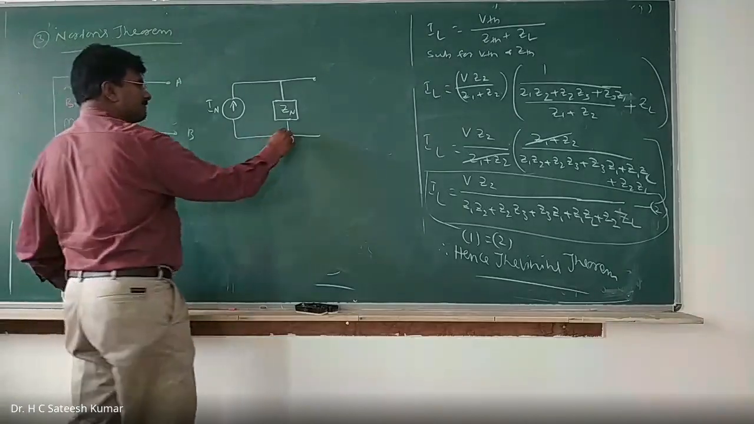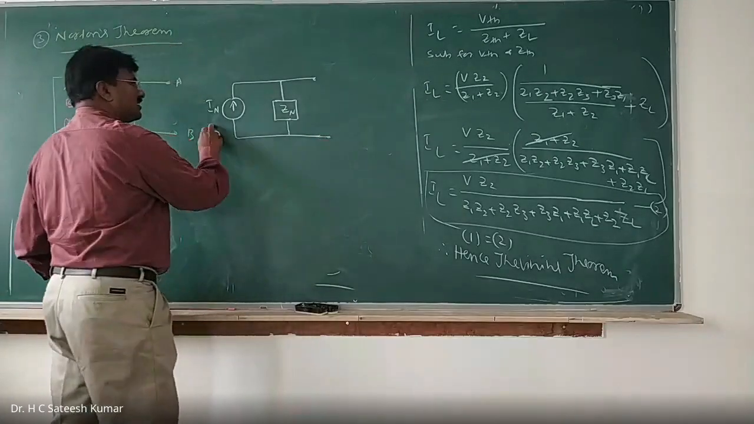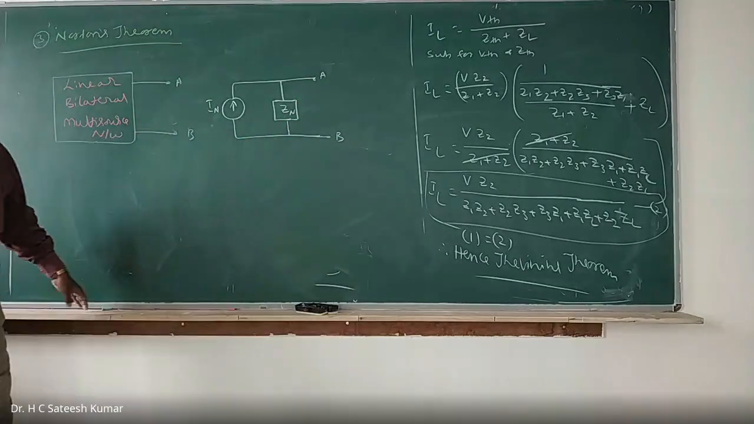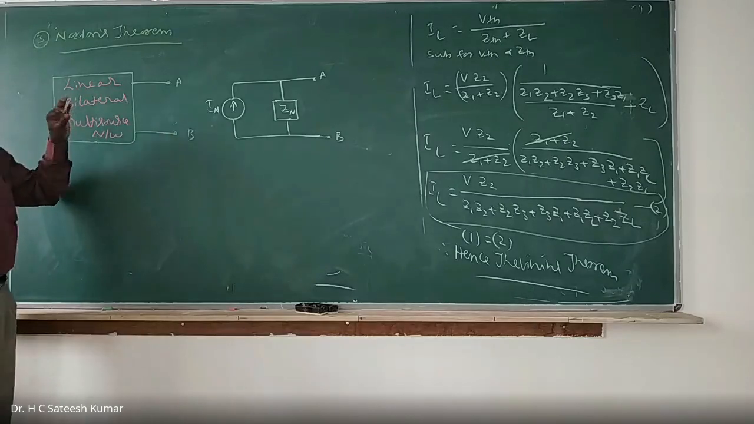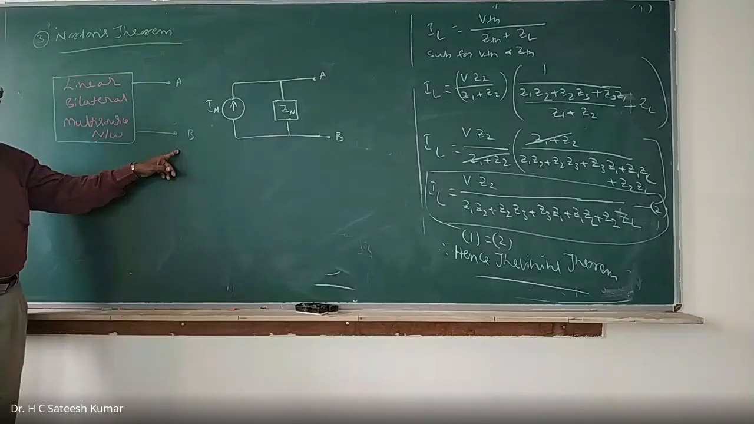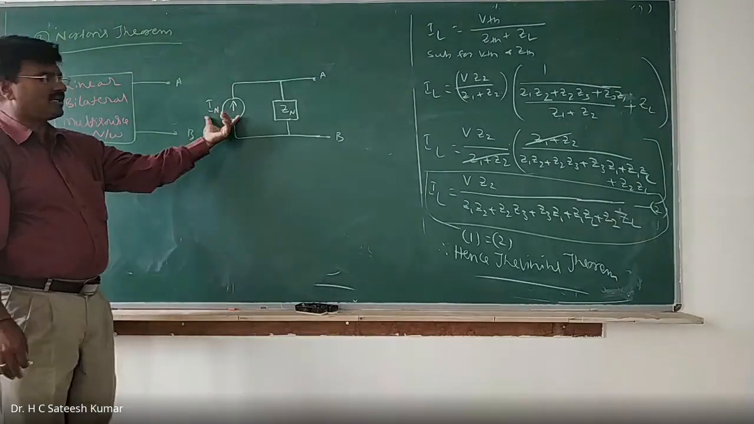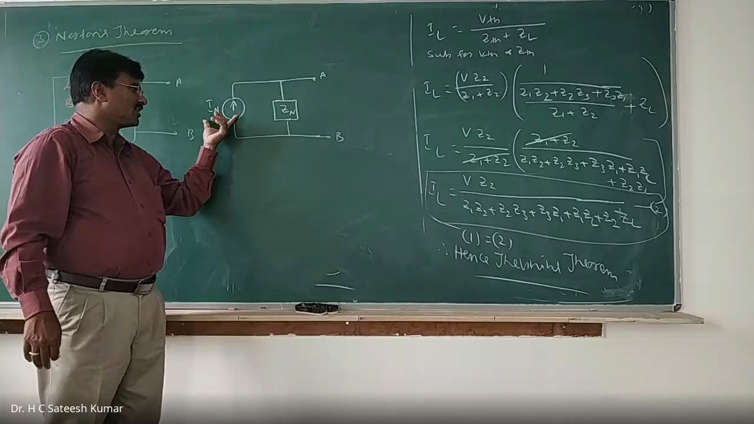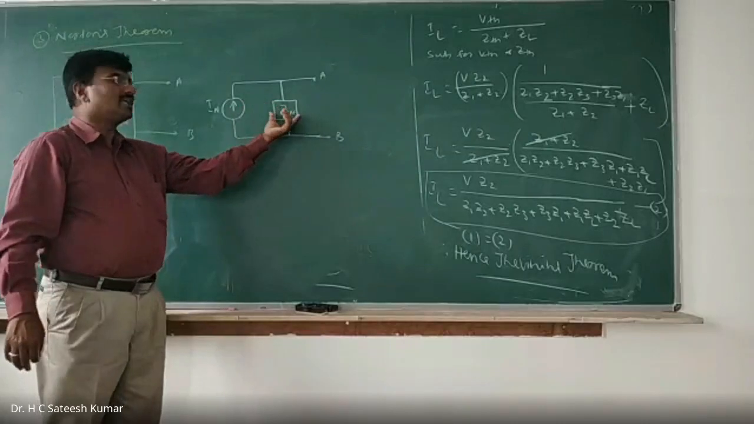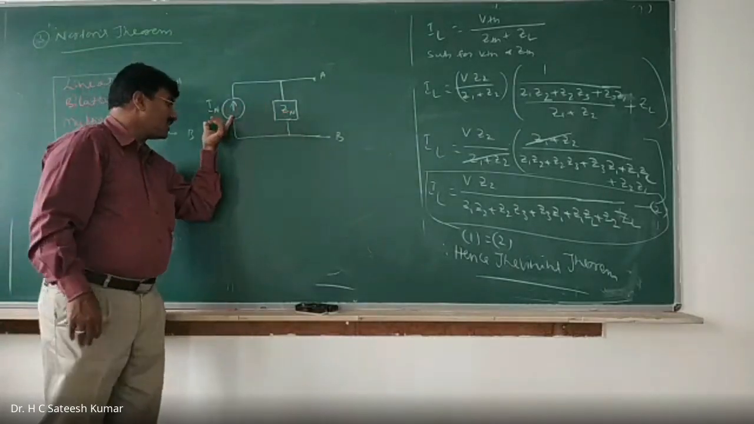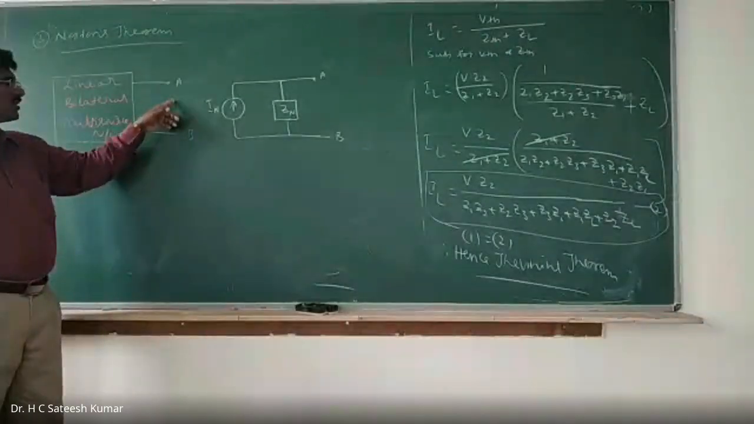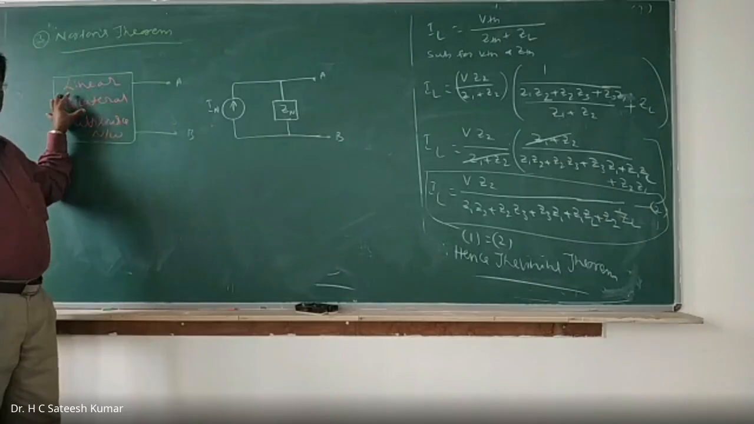Okay. What is this IN and what is Zn? Same terminal AB. Once again, same wordings I will be using. Observe carefully. Any linear bilateral multi-source network with terminal AB, as shown in the figure, can be replaced by a current source IN, which is the Norton's equivalent current source, in parallel with an impedance Zn, where Zn is nothing but Norton's impedance. Where IN is the short circuit current flowing through load terminals, keeping all the sources active.